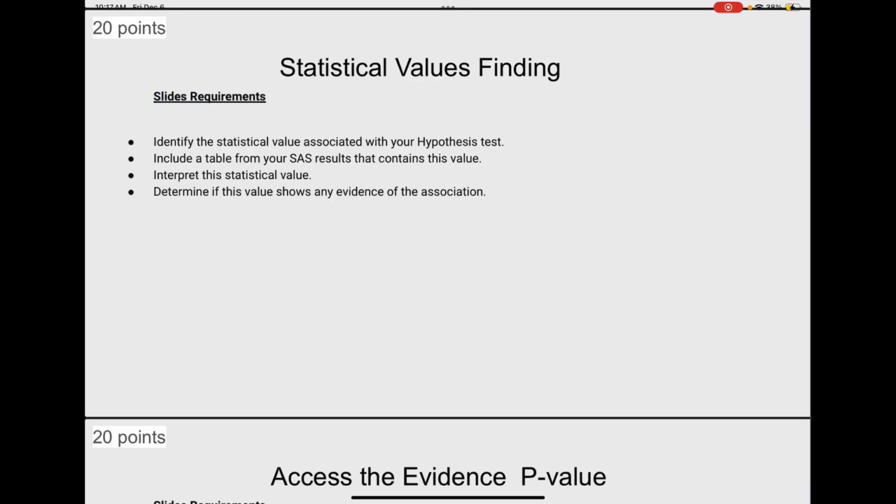Statistical values finding, we are just identifying the value that is associated with the hypothesis test, whether this be rho, F value, or our chi-squared value. We are getting a picture from SAS and putting it onto our slides so we can see where the value came from, and then we are interpreting this value. We are saying if this value shows evidence of an association or not. And remember, this is only evidence and it isn't conclusive.